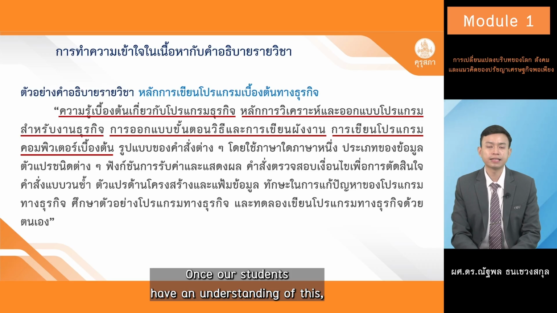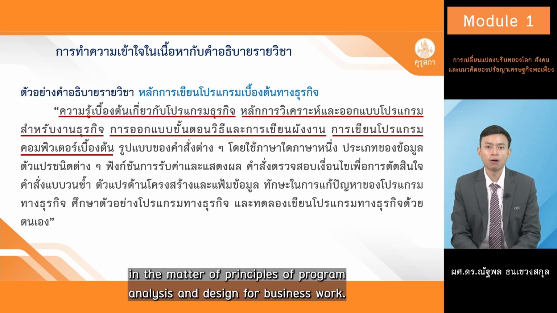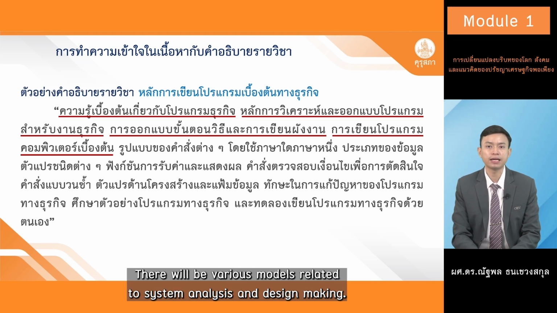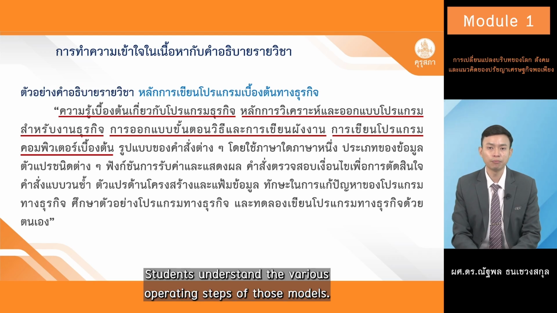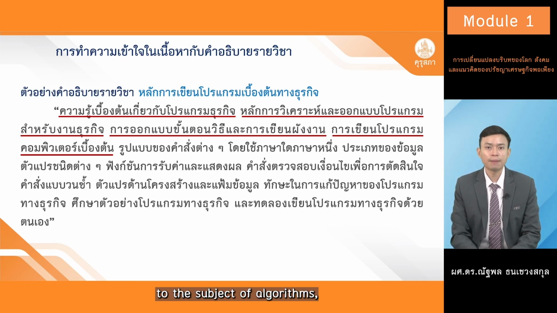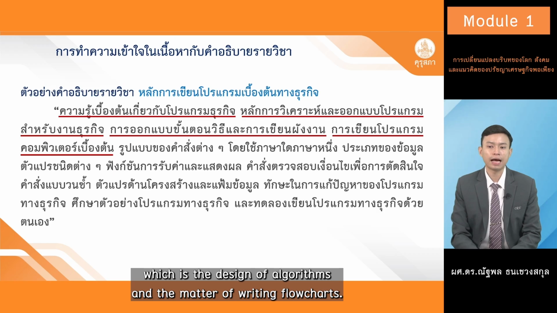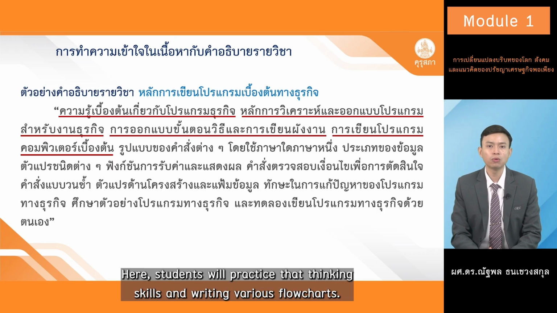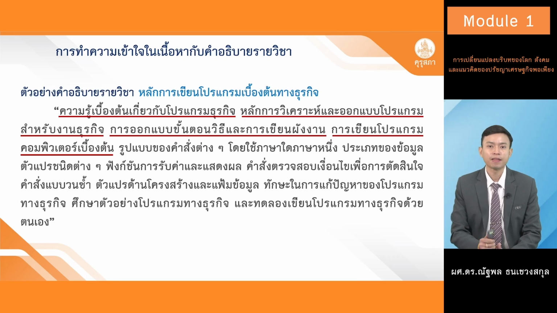Once our students have an understanding of this, they will bring it to the second learning unit. In the matter of principles of program analysis and design for business work, there will be various models related to system analysis and design, making students understand the various operating steps of those models. Once the students have finished understanding, they begin to come to the subject of algorithms, which is the design of algorithms and the matter of writing flowcharts. Here, students will practice their thinking skills and writing various flowcharts.